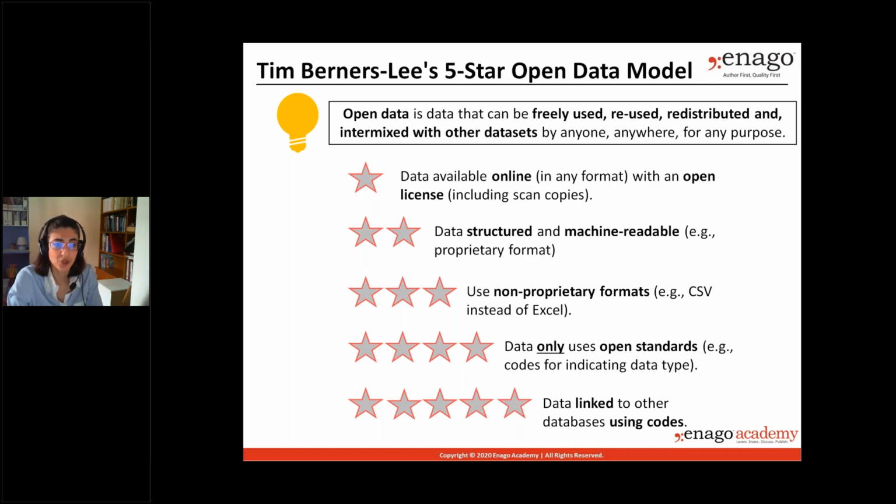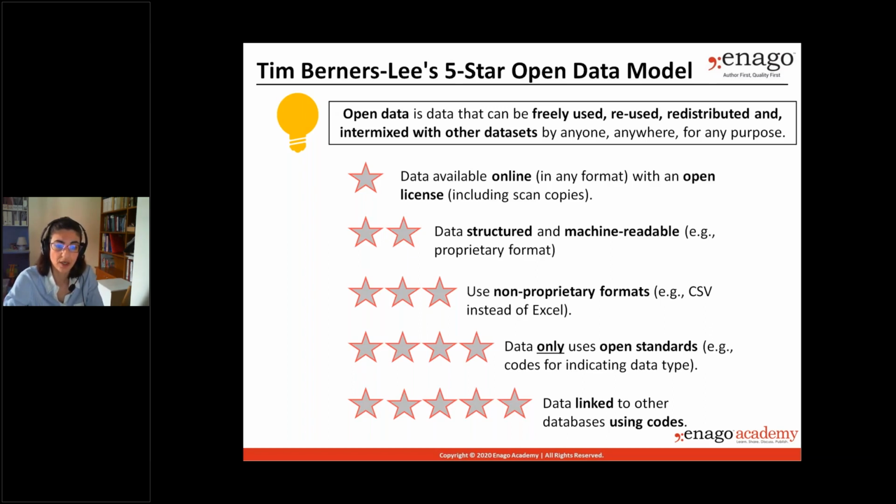So you have this 5-star rule. 1 star is for data available online in any format with an open license, including scanned copies. 2 stars, data that are structured in a machine-readable format. 3 stars, when non-proprietary formats such as CSV instead of Excel files can be used. So this can be opened and used with a broader number of different tools.